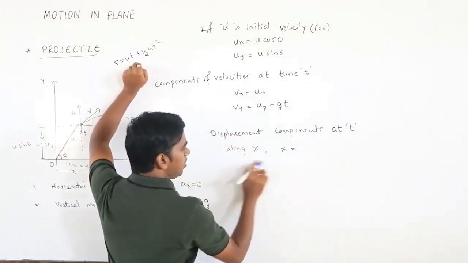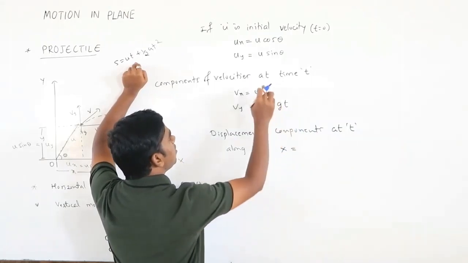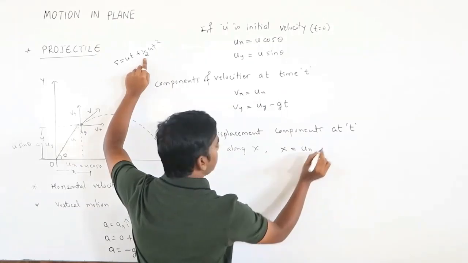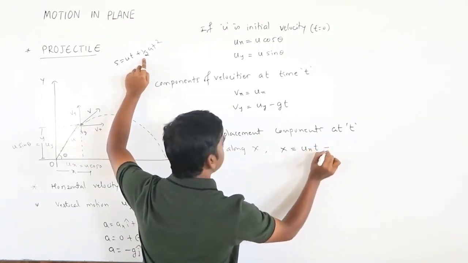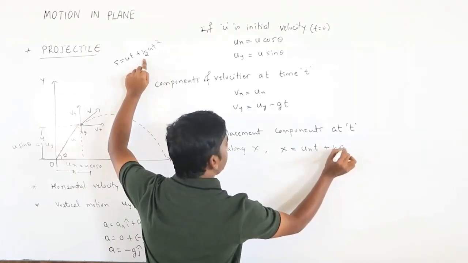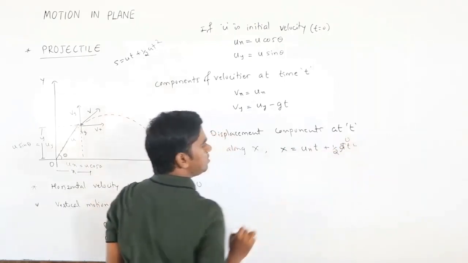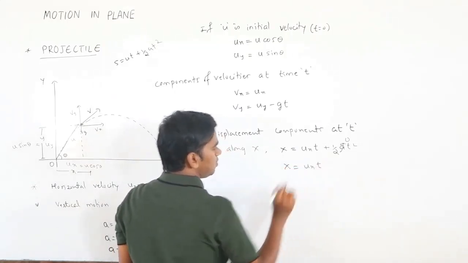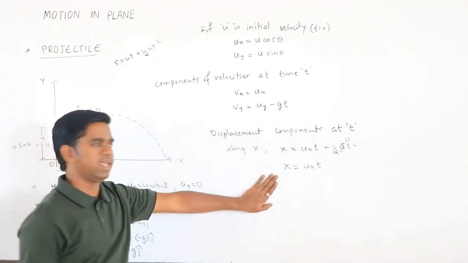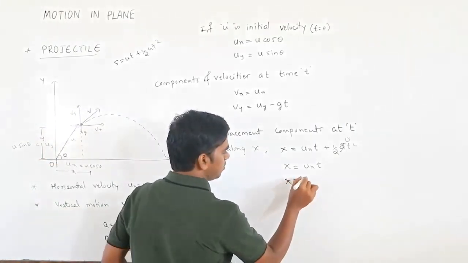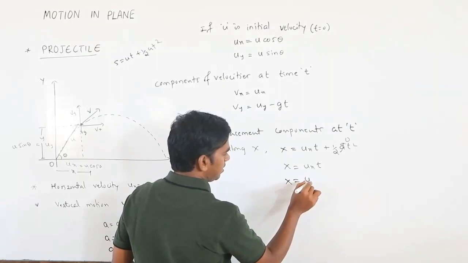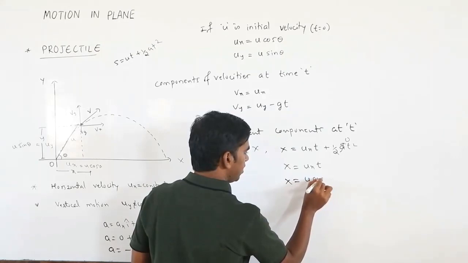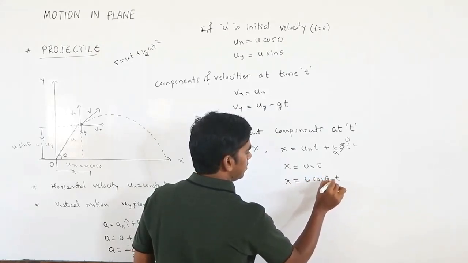So if you are writing along x, you have to take velocity along x. What is velocity along x? ux. So ux into t plus half a into t square. But a is 0 because along the horizontal. So x equals ux into t, the displacement along x. In place of ux you can write u cos theta into t.